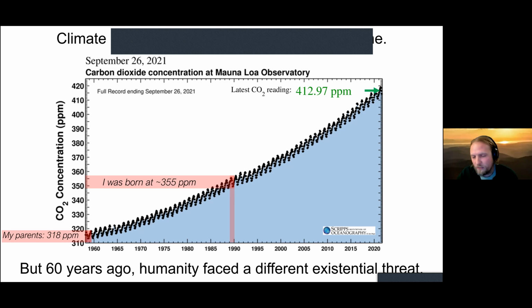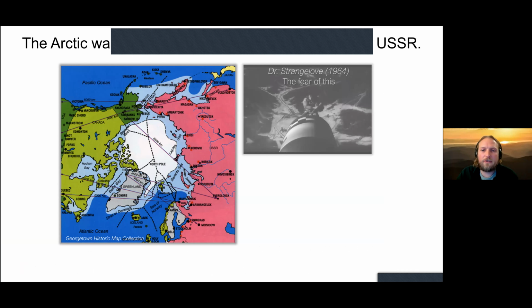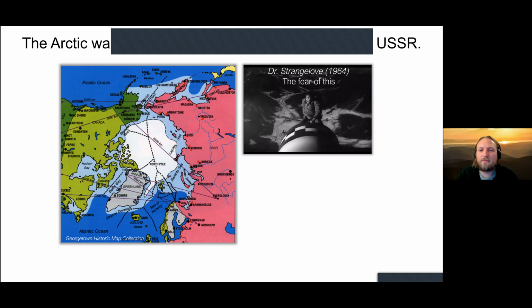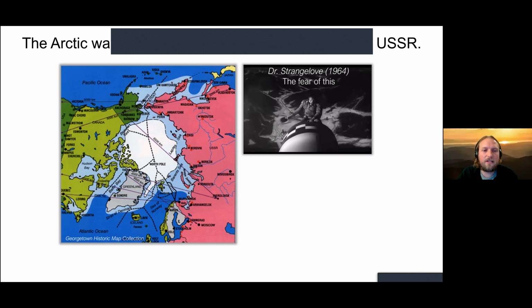While today we recognize climate change as this existential threat, 60 years ago, humanity was facing a very different existential threat. That threat was nuclear war between the United States and the Soviet Union, because the Arctic Ocean was the closest path between the two superpowers. There was quite a worry that there would be missile strikes shot across the Arctic Ocean. And so the fear of all-out nuclear war between these superpowers led to militarization in the far north.